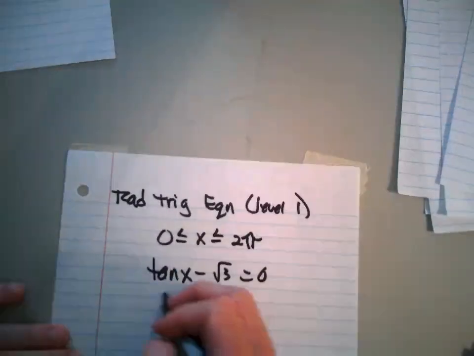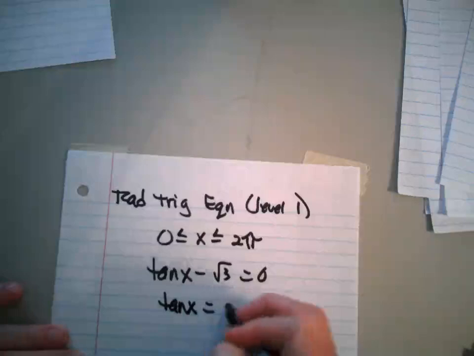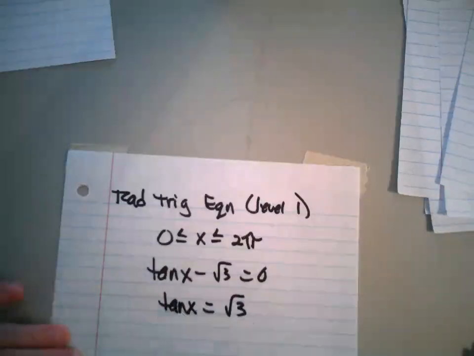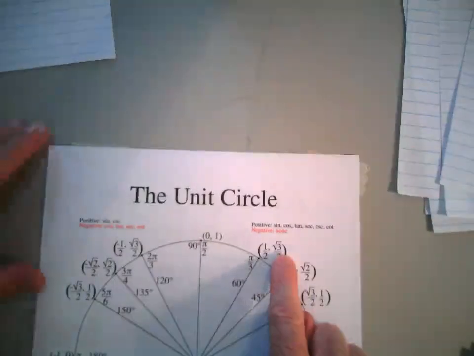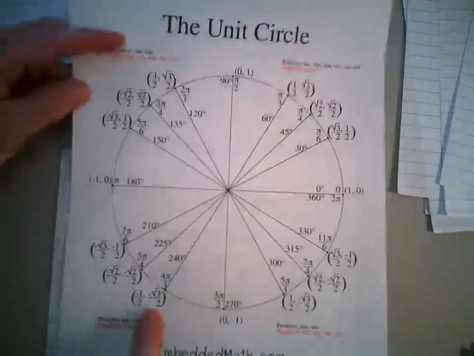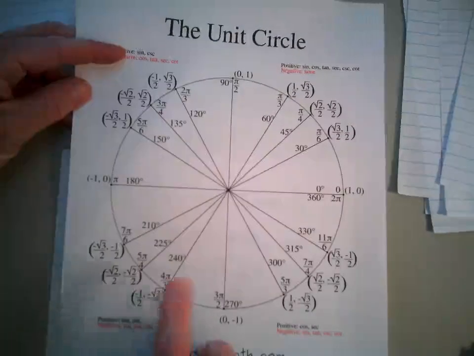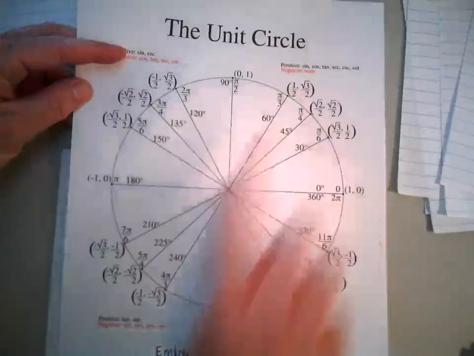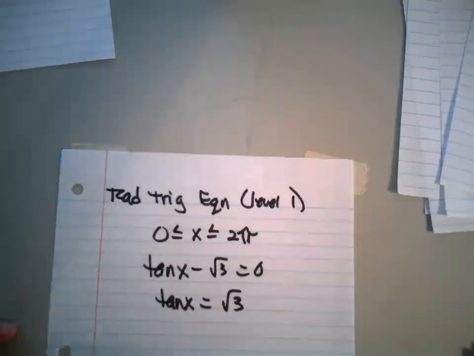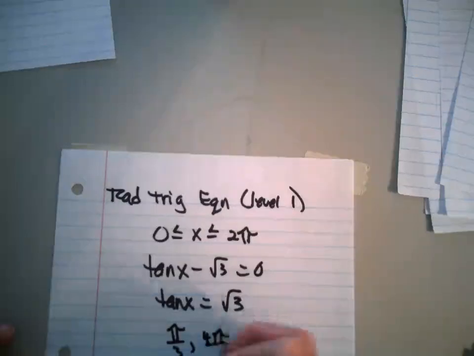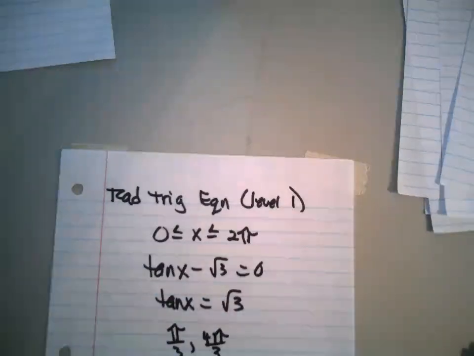So we add the square root of 3. Okay, it's positive, so again we're in first and third quadrant. Square root of 3 here. Square root of 3 here. So it'll be 4 pi over 3 and pi over 3. These two right here will give us that answer. So pi over 3, 4 pi over 3.